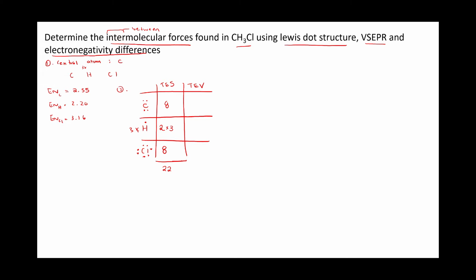And in this scenario, carbon, we can notice here, has 4. Each hydrogen has 1, but there's 3 hydrogens, so we're going to do 1 times 3. And the chlorine here is going to have basically a total of 7. If we add up this column here, we have 4 plus 3, which is 7, plus 7, which is 14.